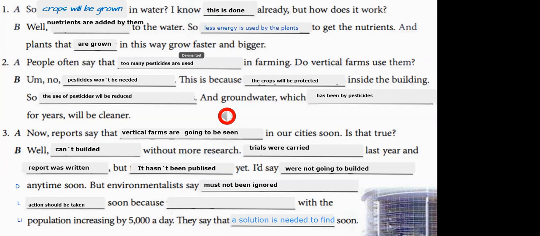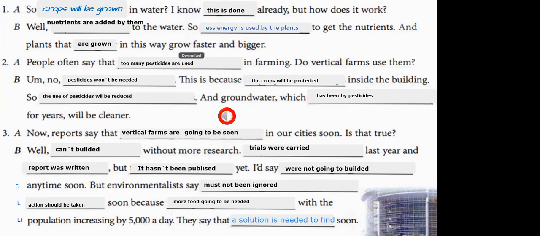2. People often say that too many pesticides are used in farming. Do vertical farms use them? No, pesticides won't be needed. This is because the crops will be protected inside the building, so the use of pesticides will be reduced. And groundwater, which has been contaminated by pesticides for years, will be cleaner.